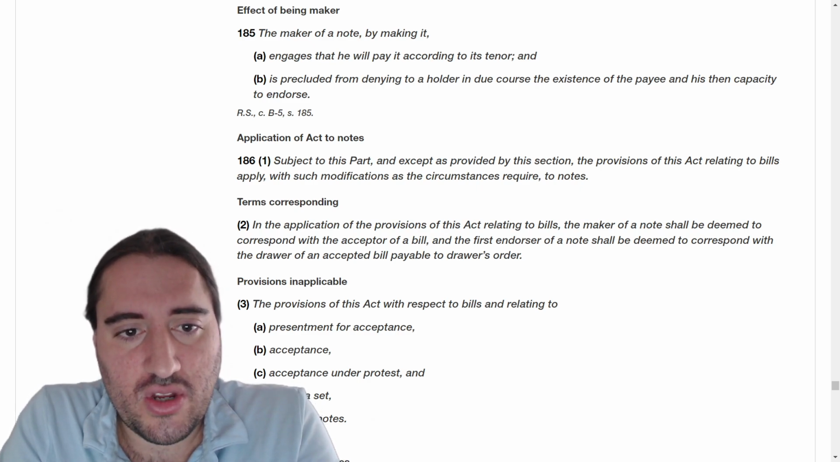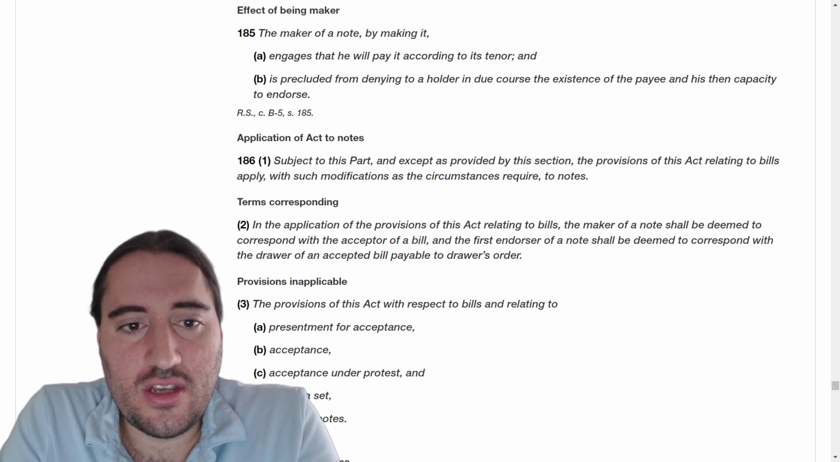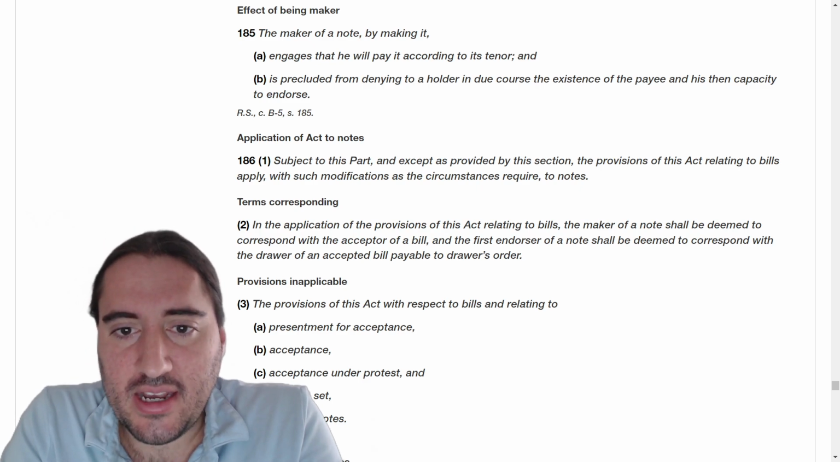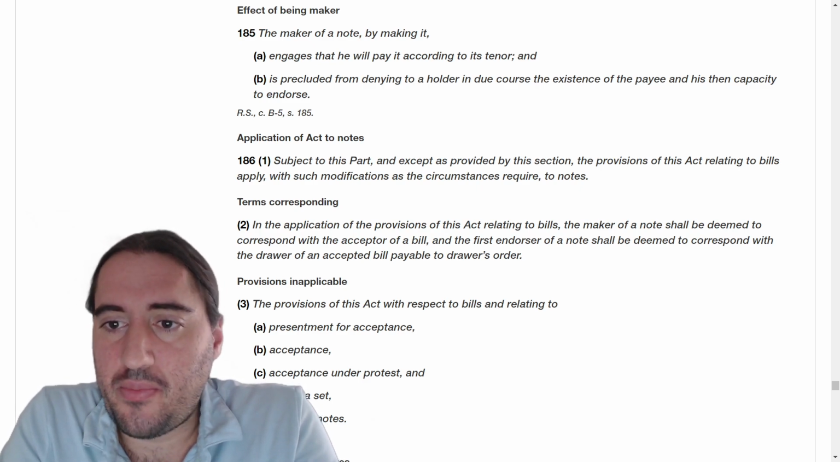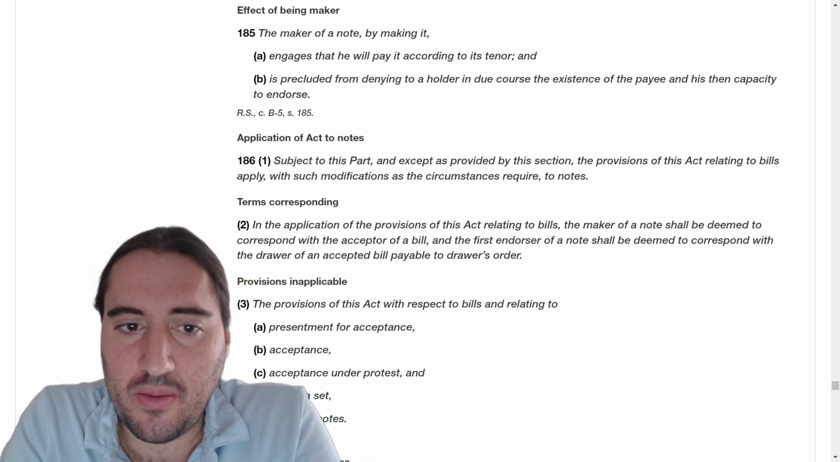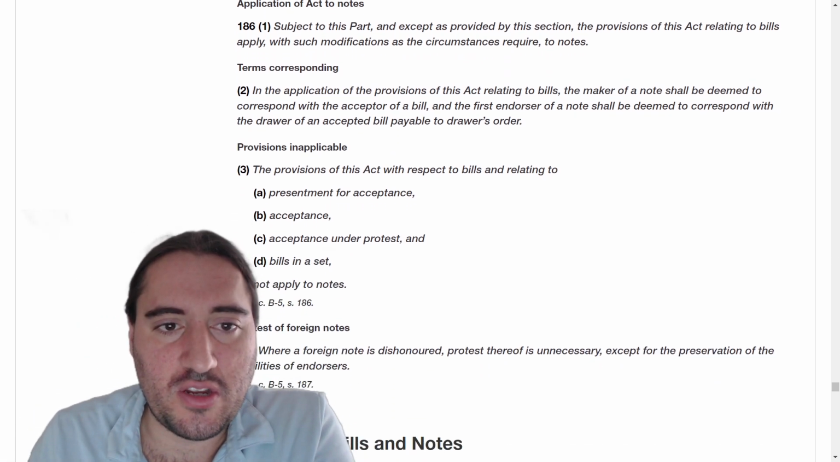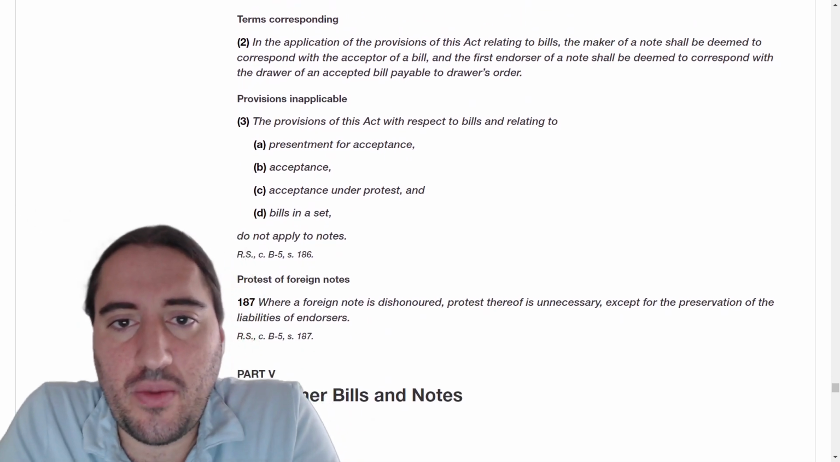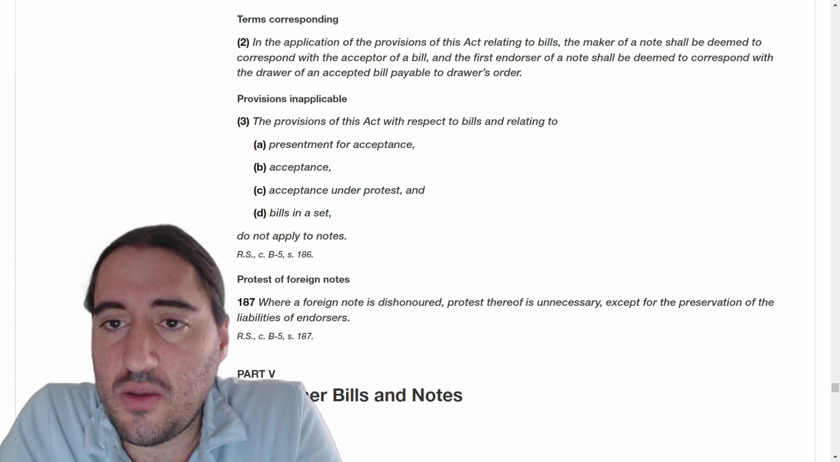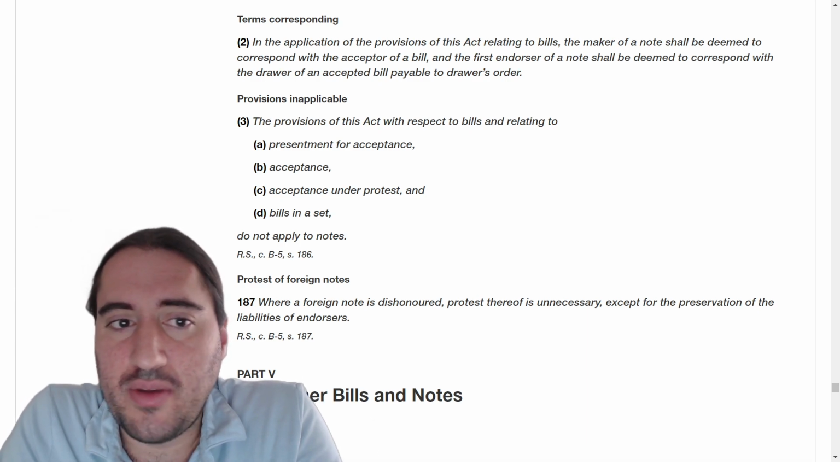Application of Act to notes. Subject to this part, and except as provided by this section, the provisions of this Act relating to bills apply, with such modifications as the circumstances require, to notes. Terms corresponding. In the application of the provisions of this Act relating to bills, the maker of a note shall be deemed to correspond with the acceptor of a bill.